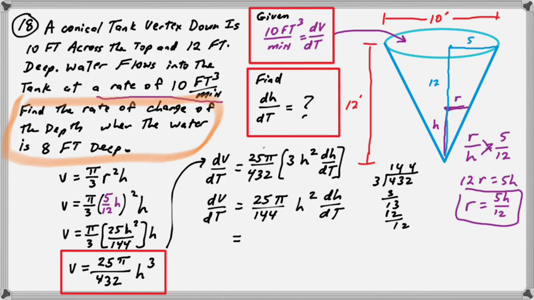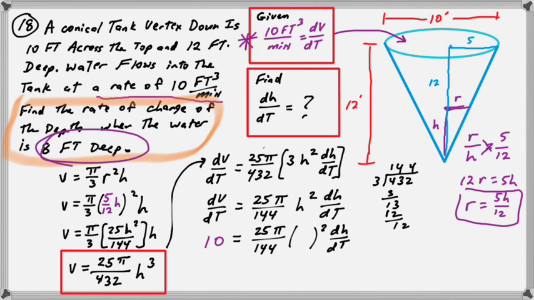I'm trying to find dh/dt, so I'm going to leave dh/dt in the equation, and I'm going to fill everything else in. What's dV/dt given to be? 10. At the instant, the height or the depth is 8. Again, 8 is an instantaneous value. It's only 8 feet deep at that instant in time, and you can only plug in instantaneous values after you differentiate. So that's 64.